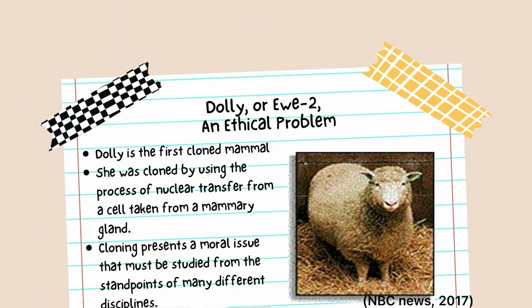However, there are many legal and ethical issues of cloning. This is an example of an ethical problem. Dolly is the first ever cloned mammal. She was cloned by using the process of nuclear transfer from a cell taken from a mammary gland. Cloning presents a moral issue that must be studied from the standpoints of many different disciplines.